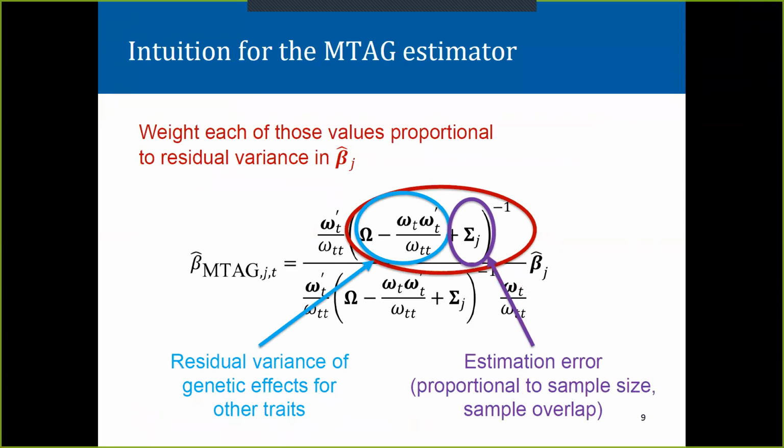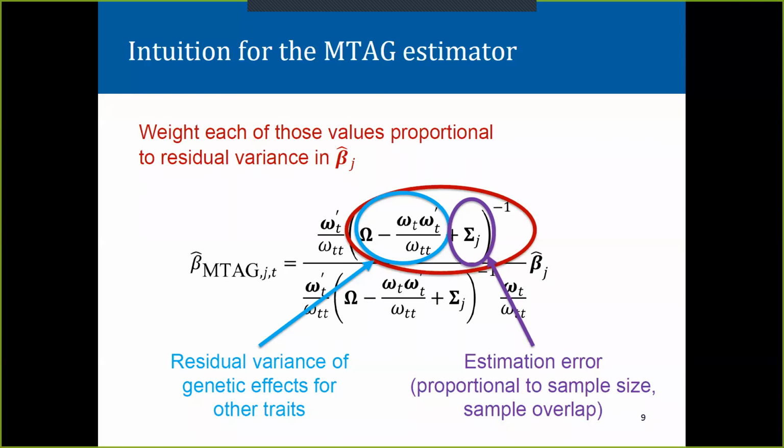And then the term that's in the inverse in the middle is capturing how much noise there is in the residual of the MTAG estimators. You can think of this in 2 pieces. First, let's look at the sigma piece, because that's the easiest to understand. That represents how much variance there is due to estimation error. And because we're taking the inverse, if there's a big term in the middle, that's going to downweight how much information we're carrying from a particular trait.